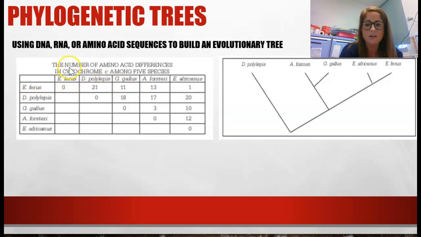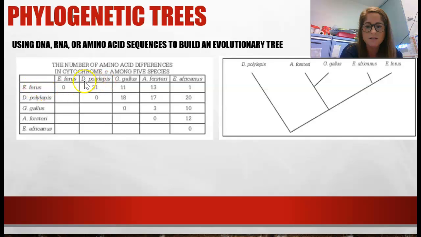So if you look here, we look at the number of amino acids difference in cytochrome C. Cytochrome C is just a protein that most species produce. And so these are different species of, I have no idea what. These species, it'll show the number of amino acids that they have different from each other. And so the more differences they have, the further away they should be on the tree. And so that's the first thing I look for, is who has the most differences.